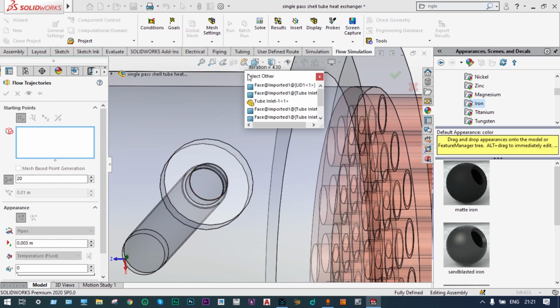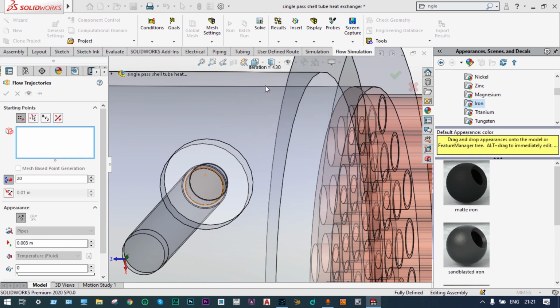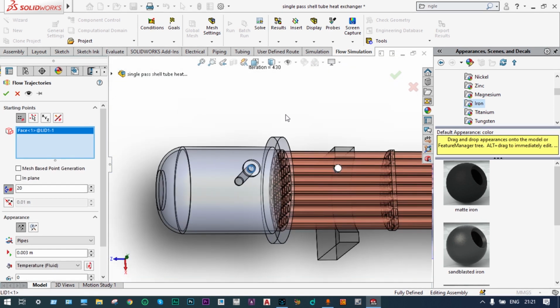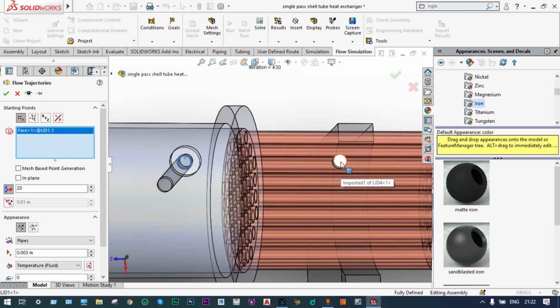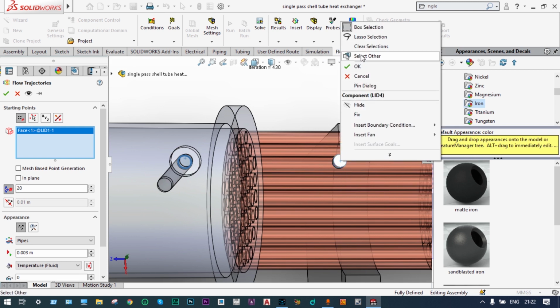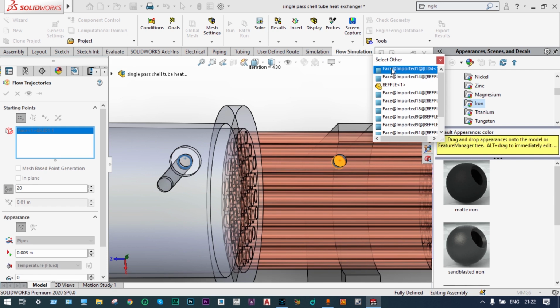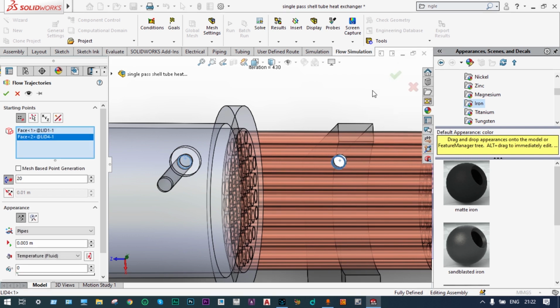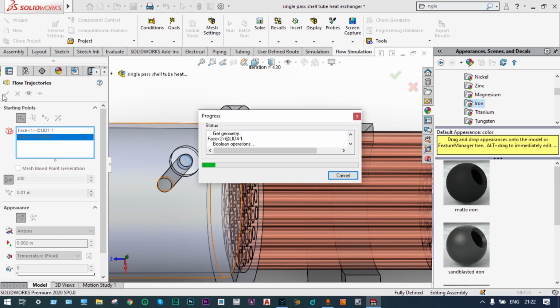Select other, select number 1. At the same time, we have to select the cold water also. Select other, and number 4. Both the lists have been selected. Now instead of 20 numbers, we can make it 200, and instead of pipes, we want to change it from pipes to arrows, and the size we want to decrease a little bit from 0.003 to 0.002, and we want to say temperature fluid. Go and check. It is done.